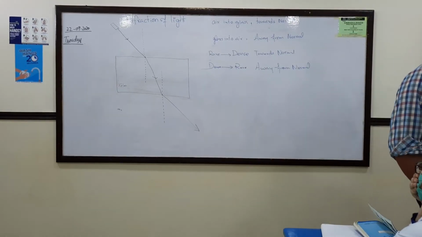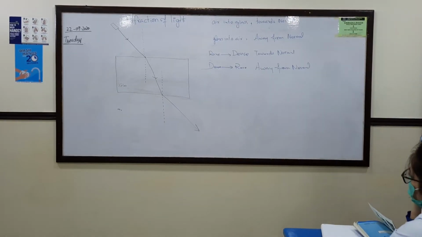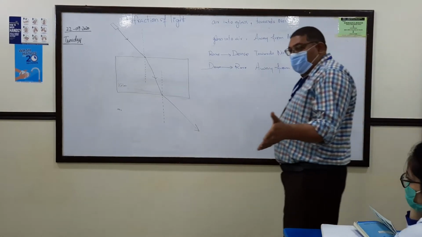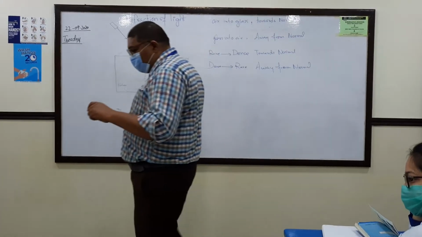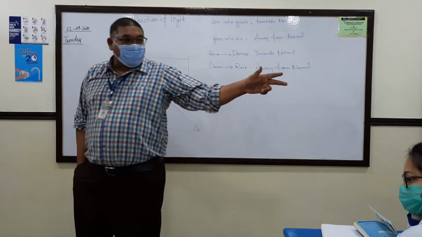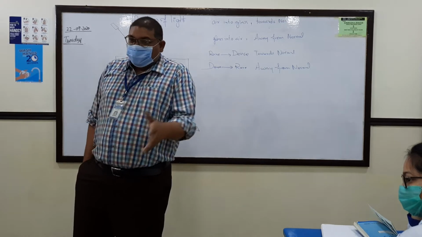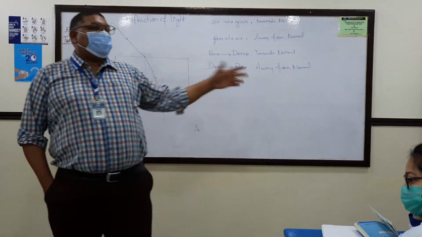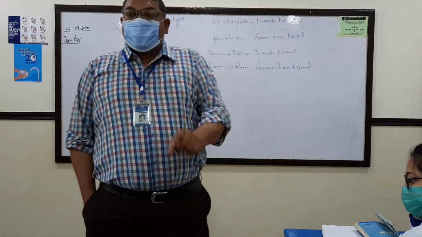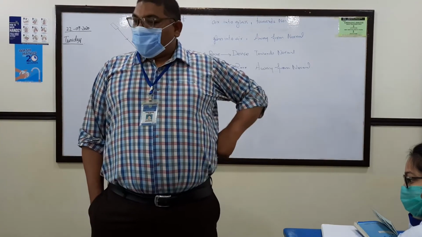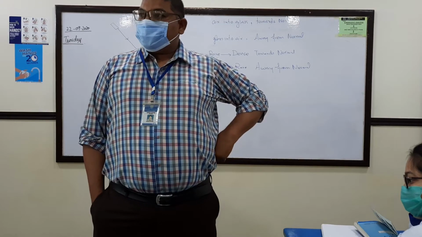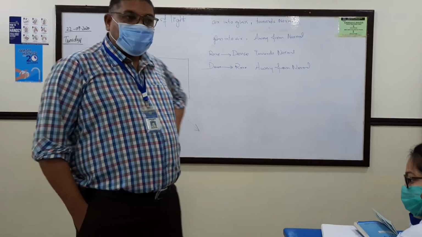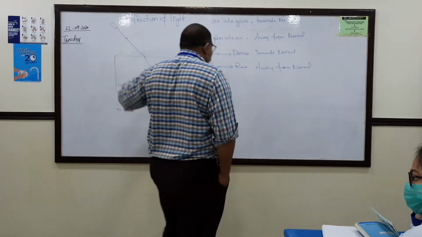If the light enters from a rare medium into a dense medium, it bends towards the normal. If the light enters from a dense medium into a rare medium, glass is dense, air is rare, so if it enters from a dense medium into a rare medium, it bends away from the normal. You understand this? Yeah.